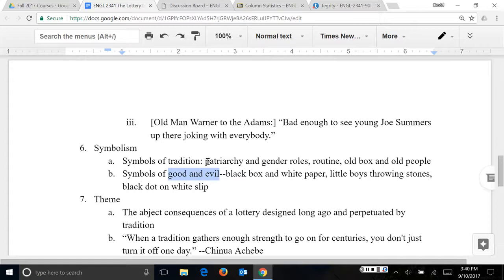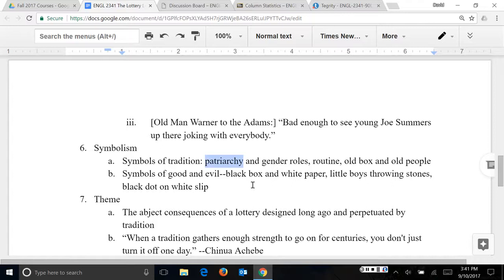So let's focus on tradition. Besides Old Man Warner being a character who represents tradition, I want to focus on things, even abstract things like patriarchy. For those of you who don't know, patriarchy is a system of government that privileges and favors men over women. It puts men in leadership roles. The opposite would be a matriarchy, where women are put in power. But this is a patriarchy.